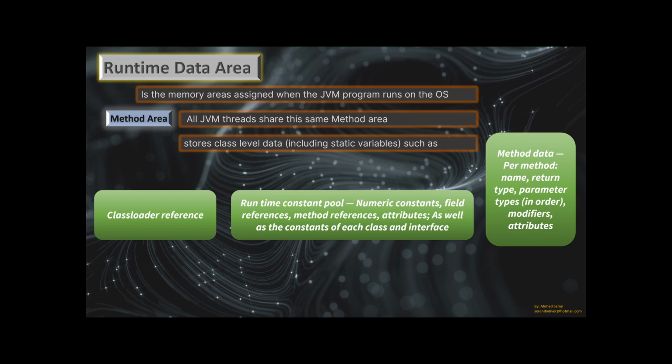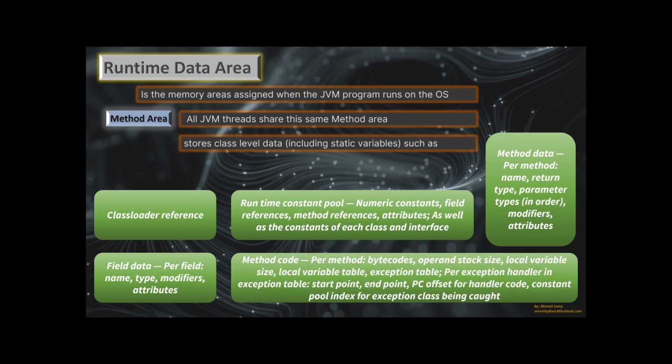We have the method data per method: the name, return type, parameter types in order, modifiers and attributes. Field data, per field: name, type, modifiers, attribute. Method code per method: bytecode, operand stack size, local variable size, local variables table, and exception table. Per exception handler in the exception table: start point, end point, PC offset for handler code, and constant pool index for the exception class being caught.